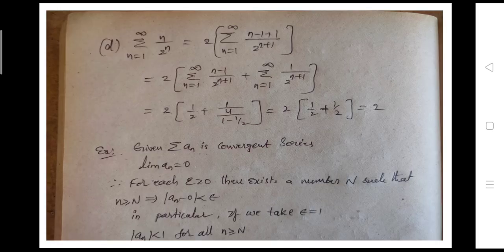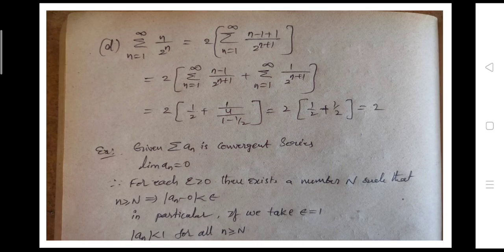So continue to the next slide. Here sigma n equal to 1 to infinity n by 2 power n is equal to 2 into sigma n equal to 1 to infinity n minus 1 plus 1 by 2 power n plus 1, and this is equal to, separating this sigma notation values, this fraction, and this is written as sigma n equal to 1 to infinity n minus 1.